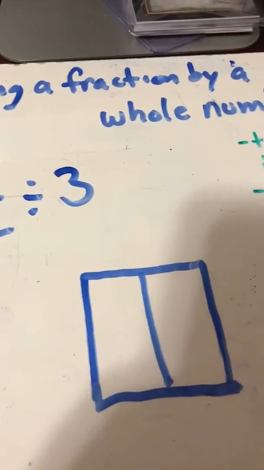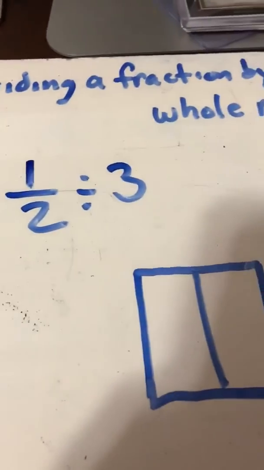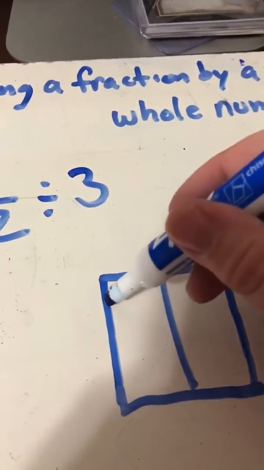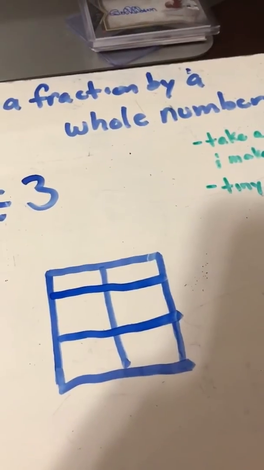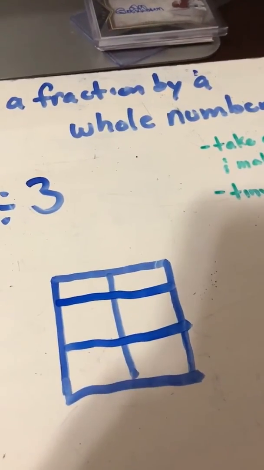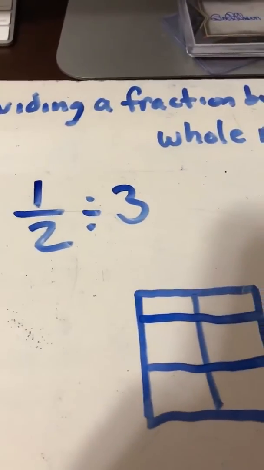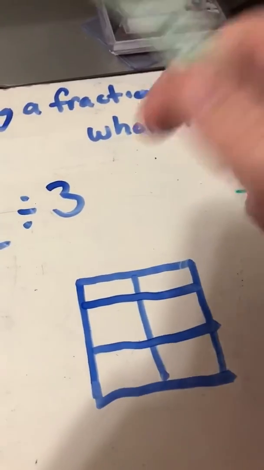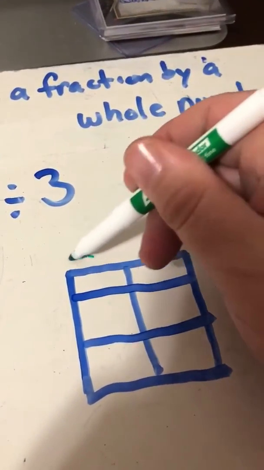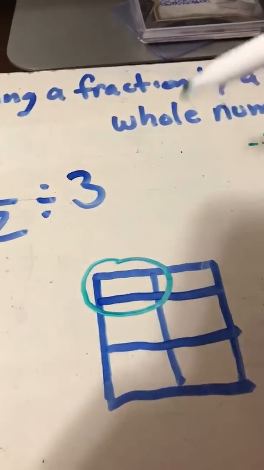So we have the half, and what we want to do now is split that into 3. So we're going to take it, we're going to split this into 3. Doesn't have to be perfect. And then from that, what you're really doing is you're thinking about, if you take half divided by 3, what one piece of that will be. So in this case, instead of shading, you're actually just circling one piece.